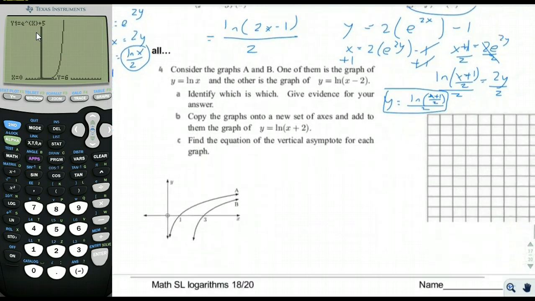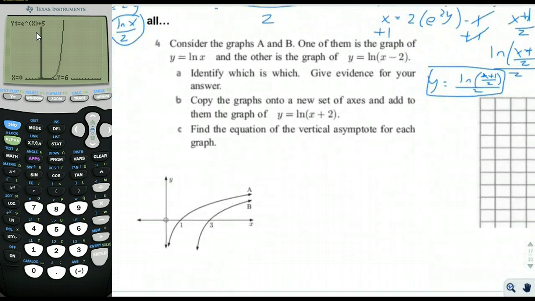Okay. Consider the graphs a and b. One of them is the graph of natural log x, and the other is the graph of y equals natural log of x minus 2. Identify which is which, give evidence for your answer.